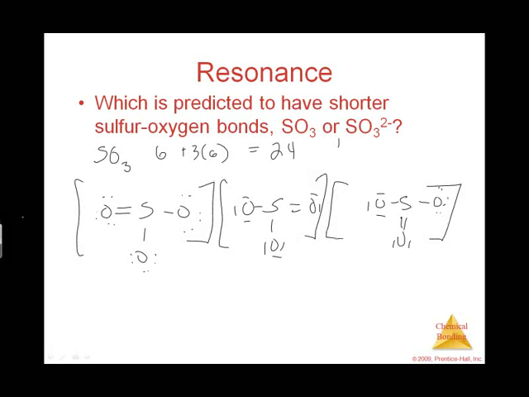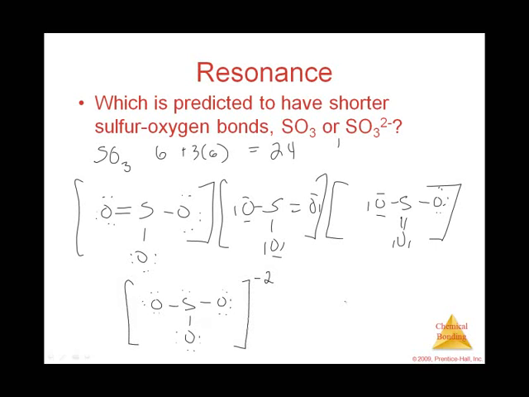Now let's do SO3 2-. So it's going to be the same electron count plus 2 electrons. So if I do that, that was the original structure I had when I had full octet everywhere, right? And I have 8, 16, 24, 26. So I don't need multiple bonds here. And this is a minus 2. So here's the deal. Which has shorter bonds?